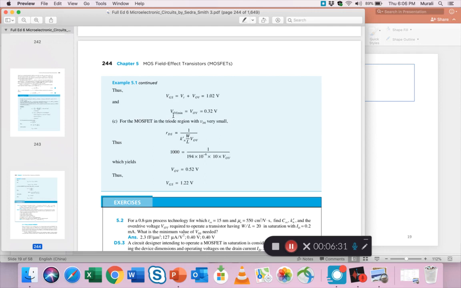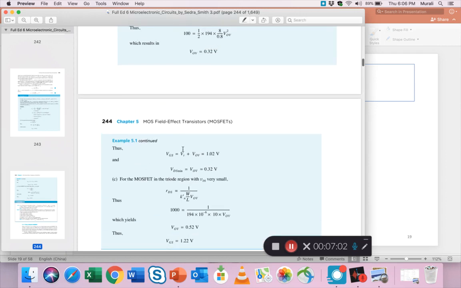Also remember the saturation condition happens when the drain to source voltage is at least equal to the over voltage. The drain to source voltage can be higher than the over voltage, but for the minimum to enter the saturation condition, you have this condition or this value where VDS min equals the over voltage, which is also that same 0.32 which was calculated here.